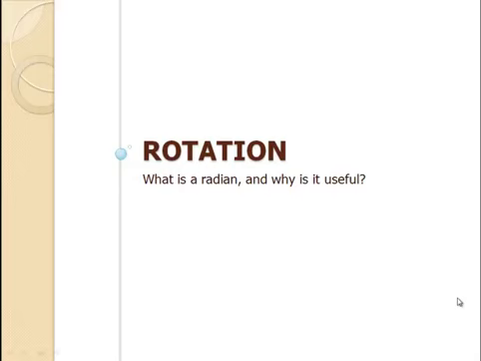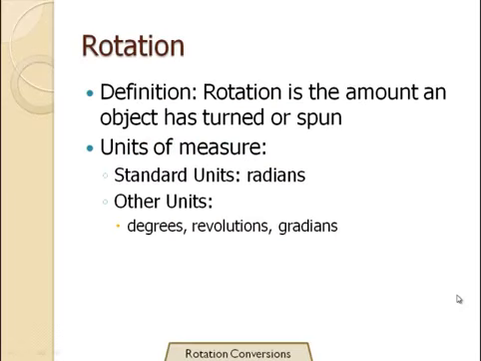Well, hello everybody. We're going to today talk about rotation and specifically define what is a radian and why it's useful. So we'll begin with a simple definition of rotation. That's how much some object has turned or spun. And rotation has units, just like most quantities we study. The standard unit for rotation is what's called a radian.